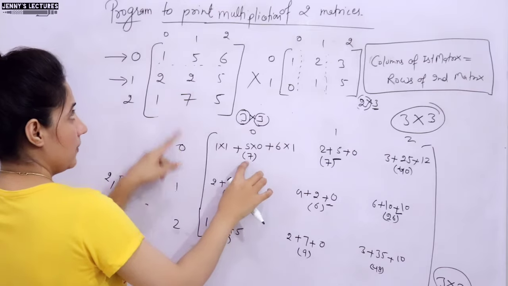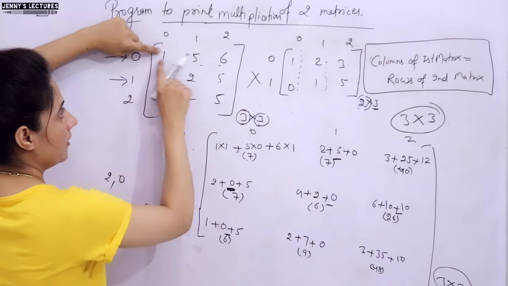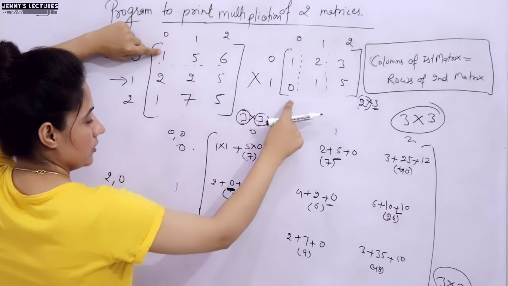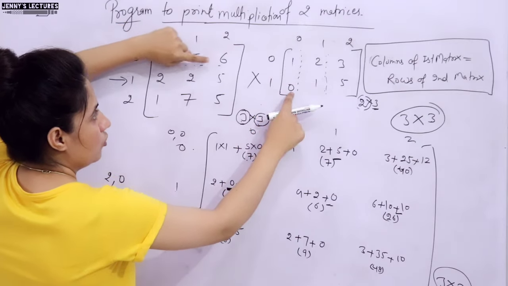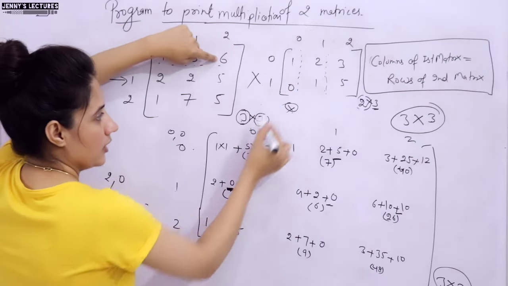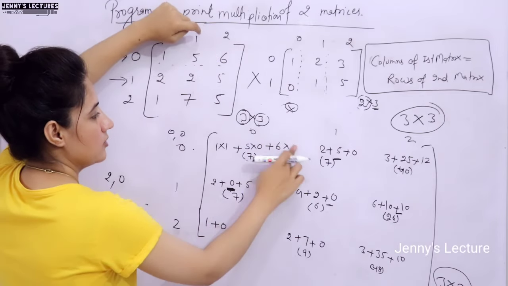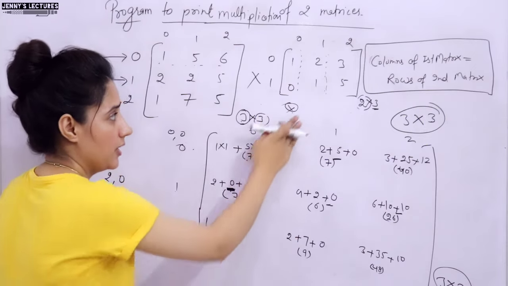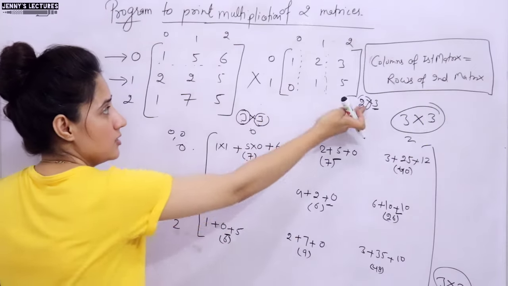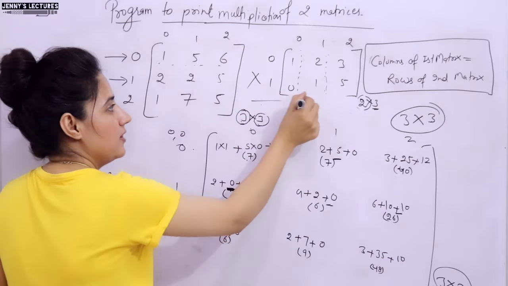So for this we will multiply. The subscript for this is 0, 0, so we multiply the 0th row with this column: 1 with this one, 5 with 0, but 6 with what? Here we have nothing. You cannot directly write 1 into 1 plus 5 into 0 plus only 6. You must have something to multiply with this 6, but here we don't have anything because the second matrix has only 2 rows. That is why it's not possible to multiply these matrices.